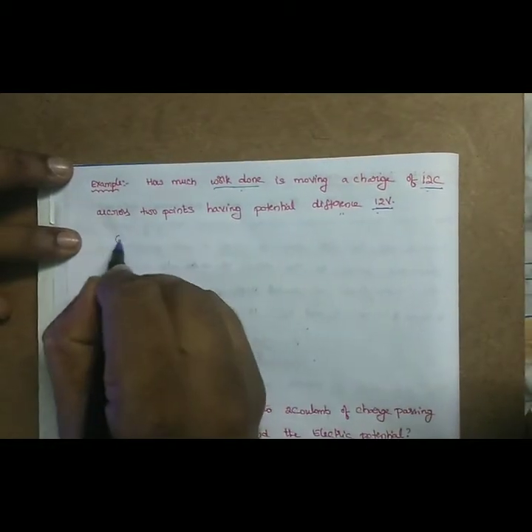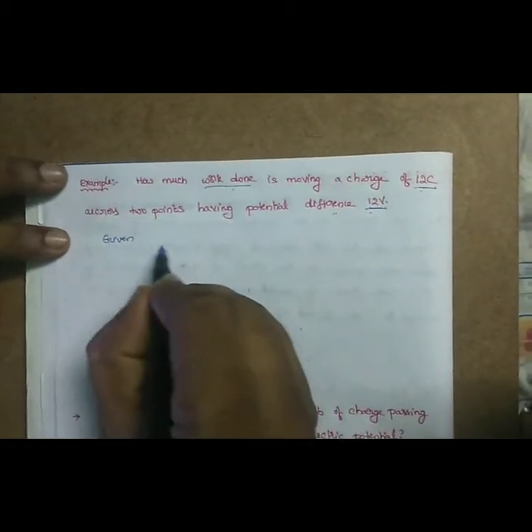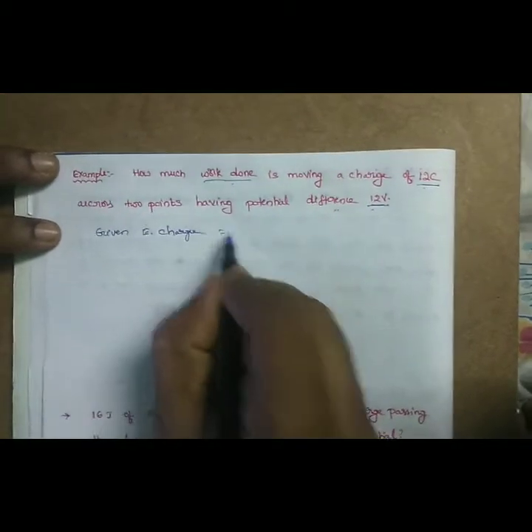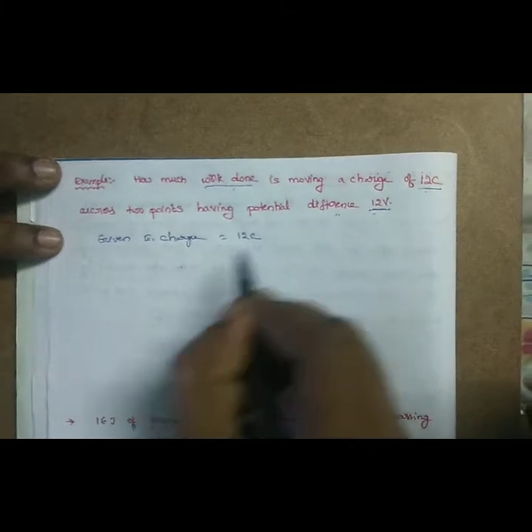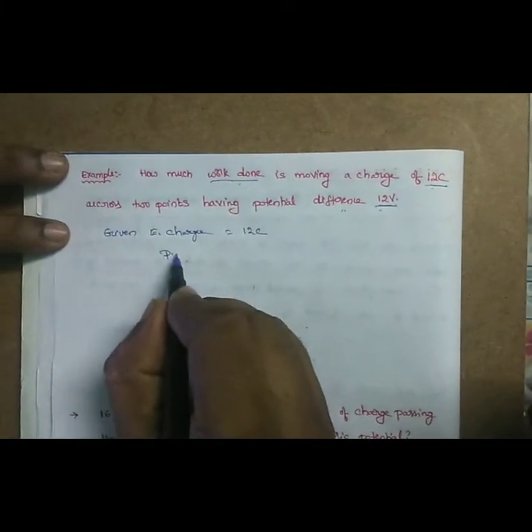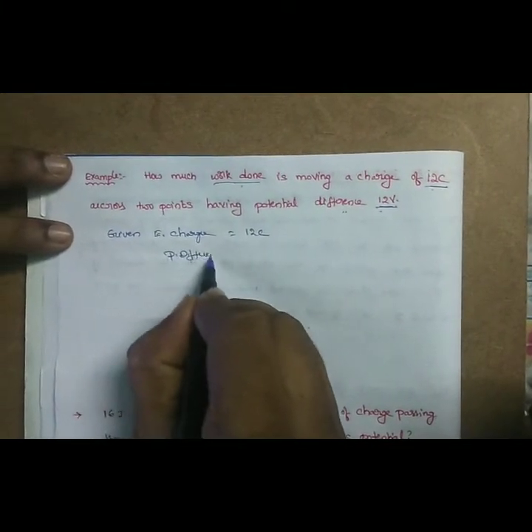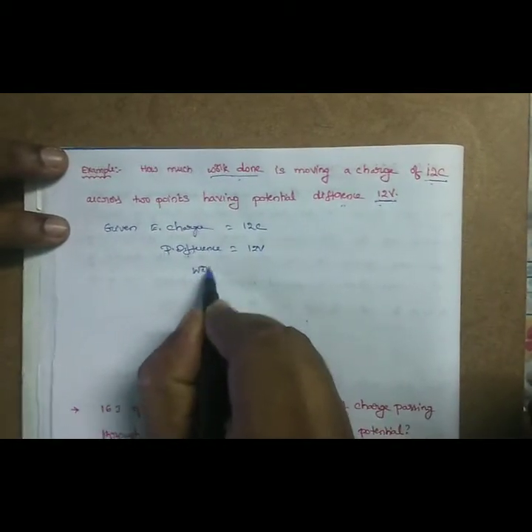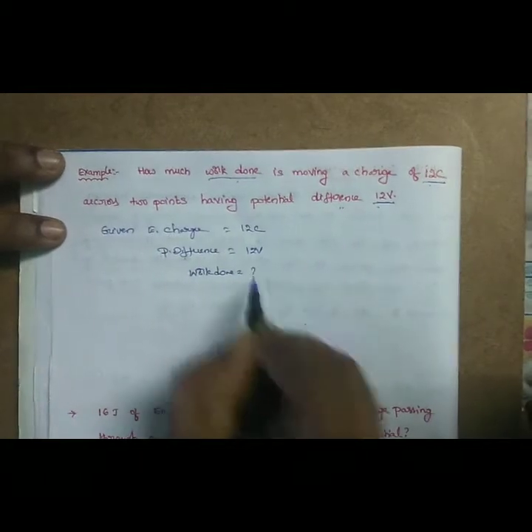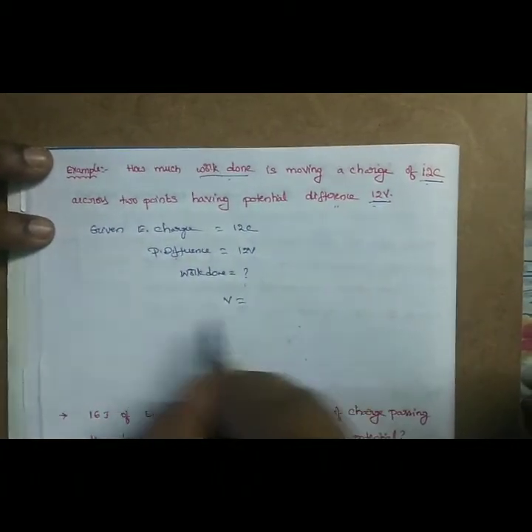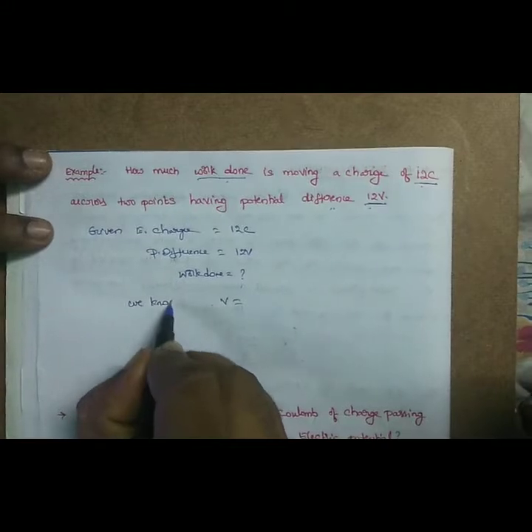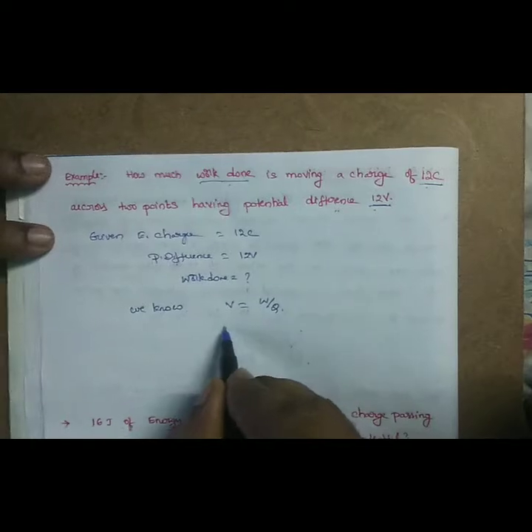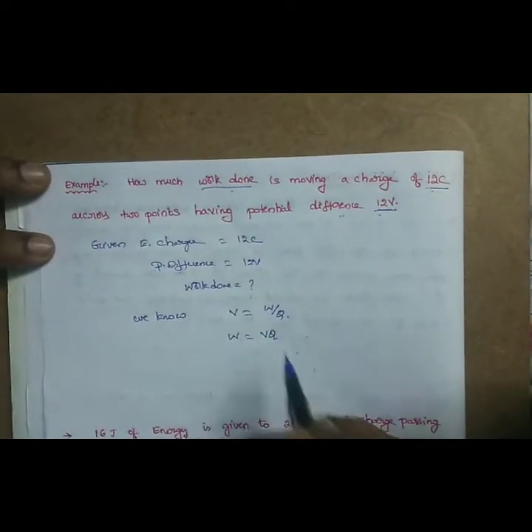First of all, we can write the given: charge, that means electric charge, is equal to 12 coulombs, and potential difference is equal to 12 volts. Now, work done, we can find the work done, question mark. We know the formula V is equal to W by Q. So W is equal to V Q.